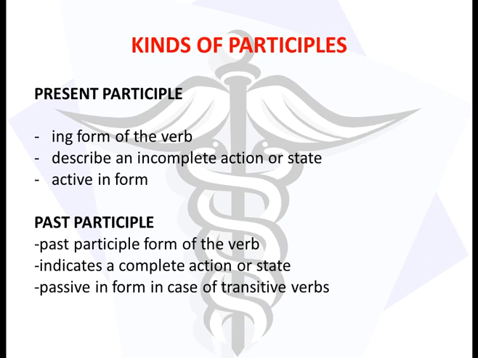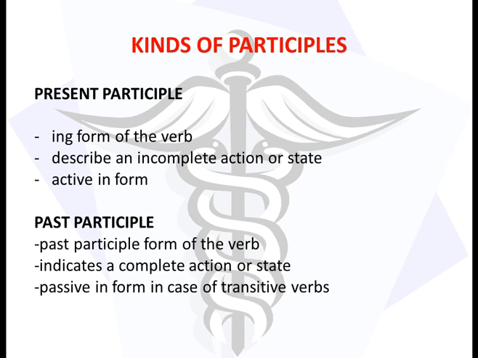There are two kinds of participles. The present participle, dancing, baking. The present participle is formed by adding ing to the root form of the verb. The present participle describes an incomplete action or state. Example, the dancing dolls. The process of dancing continues. The present participle is active in form. Example, the dancing dolls. The dolls were dancing. It means they were active.